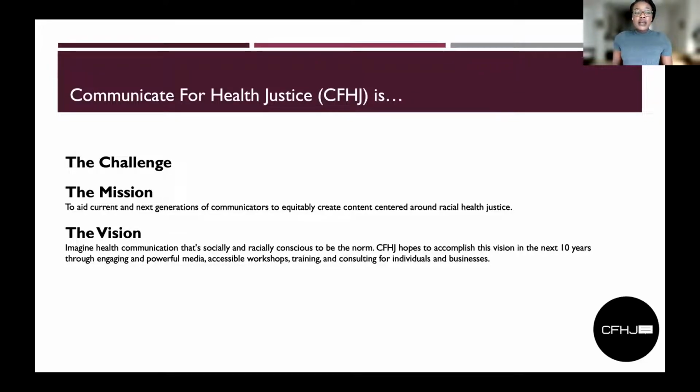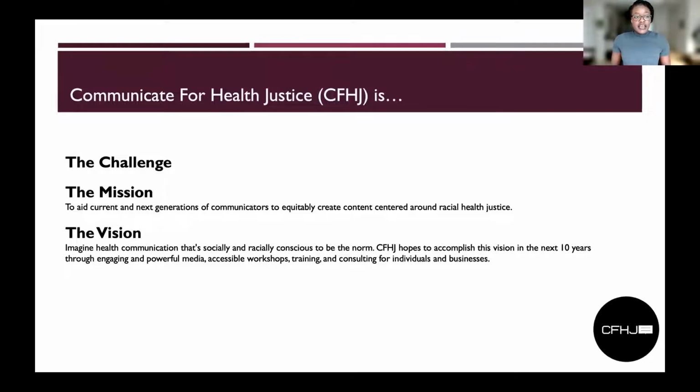This leaves professionals who practice health communication really behind, practicing things that may have been the pattern in the 90s or the early 2000s, but we have moved past that. We need to really get on trend. Sometimes that can even mean falling out of touch with the culture, and also creating digital or print health materials that don't necessarily resonate with the intended audience. That's really the challenge that Communicate for Health Justice is addressing.